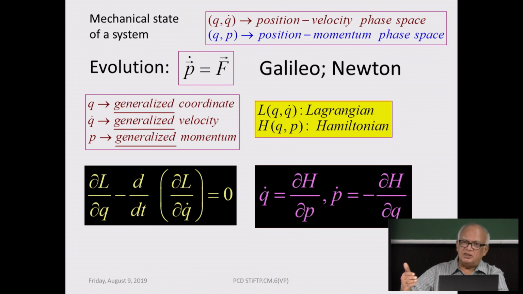So how is the system described? It is by position and velocity or position and momentum. How it evolves with time is given by the Lagrange equation, which is the equation on the left, or by Hamilton's equations, which are the rate equations, and you have the time derivatives involved in these equations. It tells you how the system evolves with time.